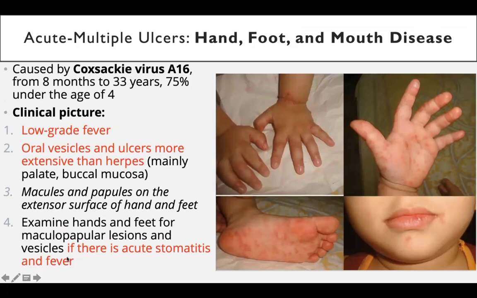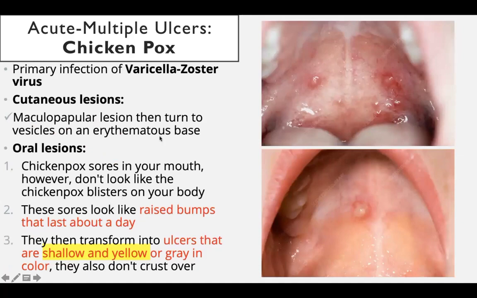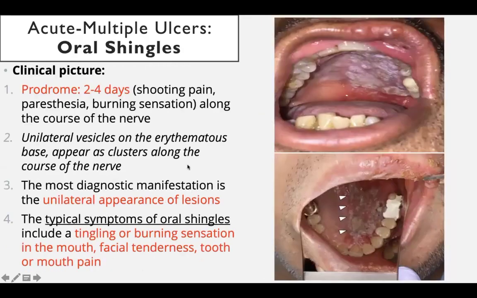Chickenpox and shingles. Chickenpox oral manifestation: shallow and yellow. First there are raised papules and vesicles, then they rupture and transform into ulcers, shallow and yellow. Chickenpox: a chicken gives an egg with a yellow yolk. When they are chicks, they are usually yellow in color. Shallow and yellow.